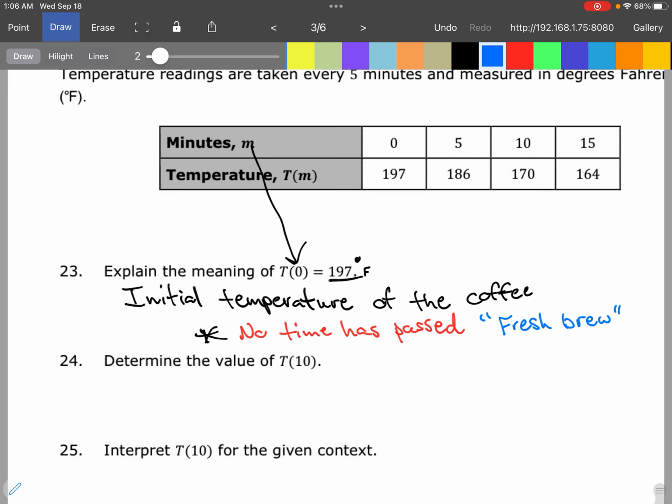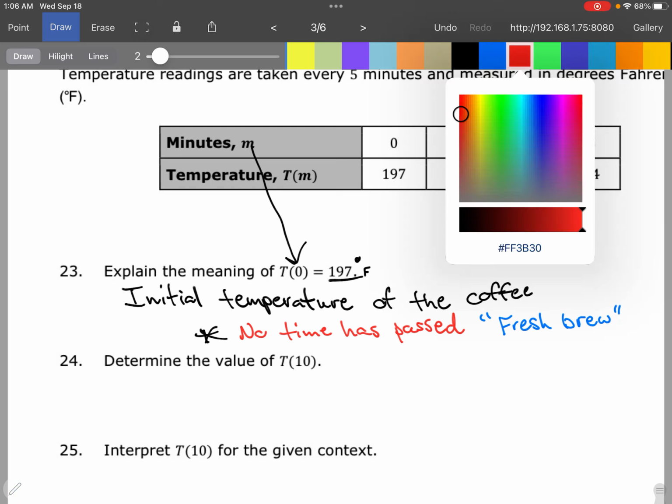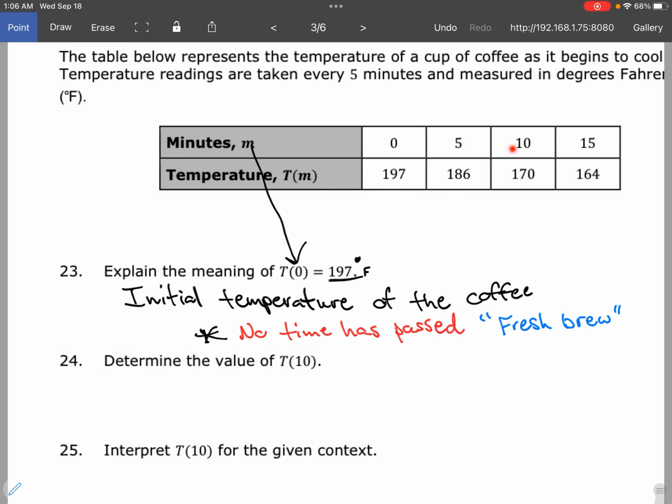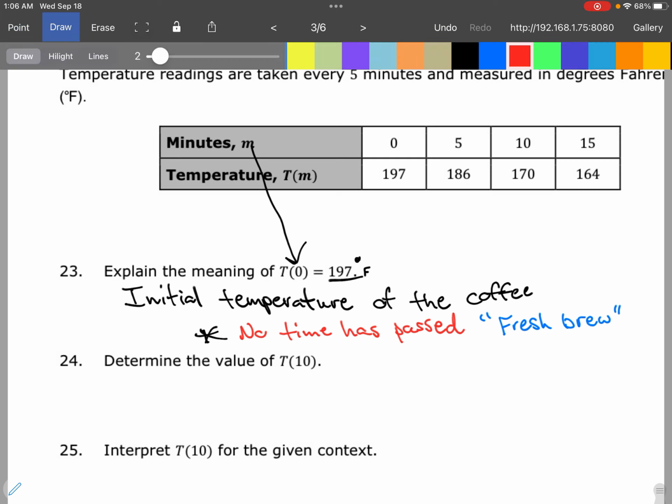Determine the value at T of 10. Alright, meaning what is the temperature after 10 minutes? Follow my line. 10 minutes is right here. What is the temperature of the coffee? At 10 minutes, the coffee is 170 degrees Fahrenheit. And I'm pretty sure you've got to use an open circle.